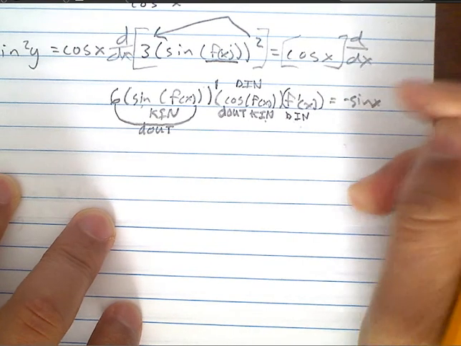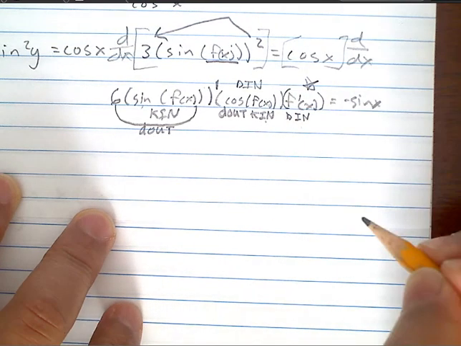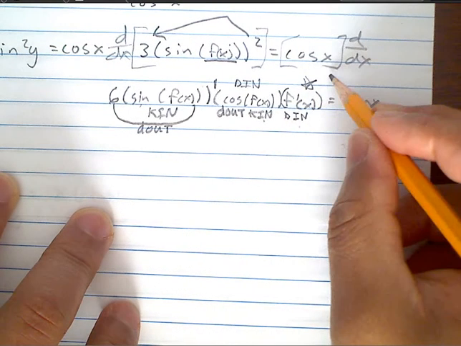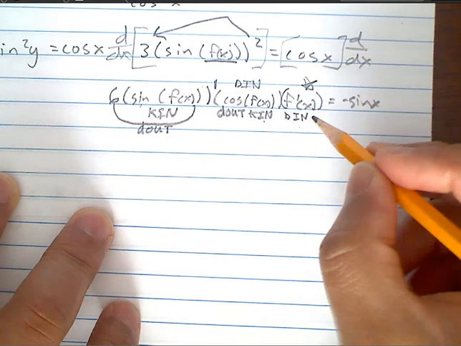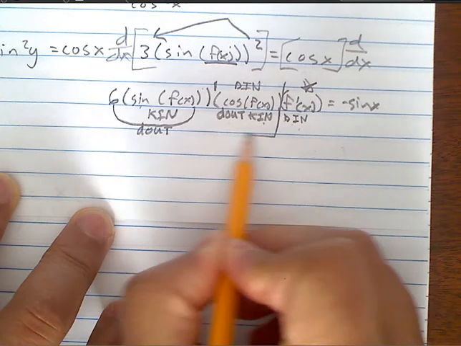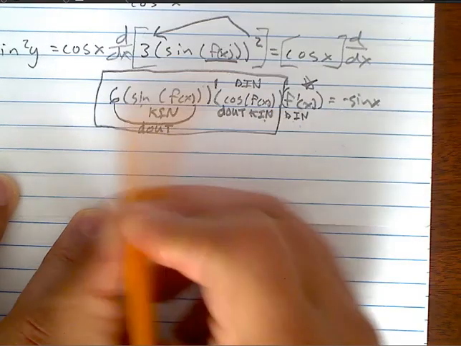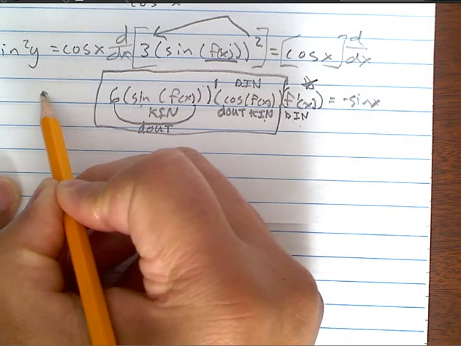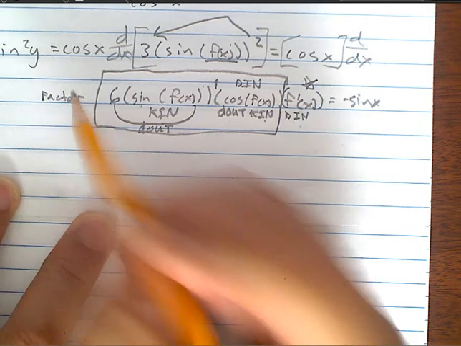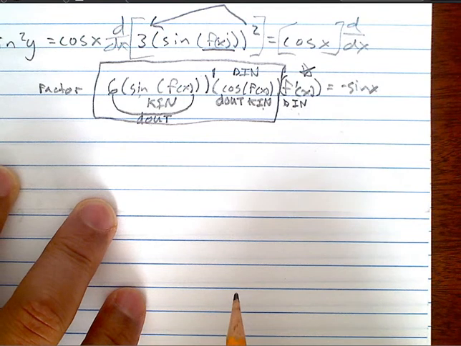So now, keep your eyes on the prize. There's my prize, the illustrious derivative. I want that by itself. Now notice what's connecting all this. I'd like to call it a factor. It's a factor because it's multiplying. So what we're going to do is divide it.